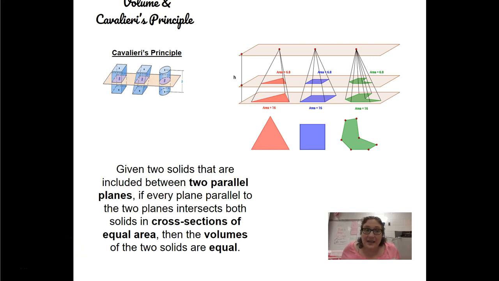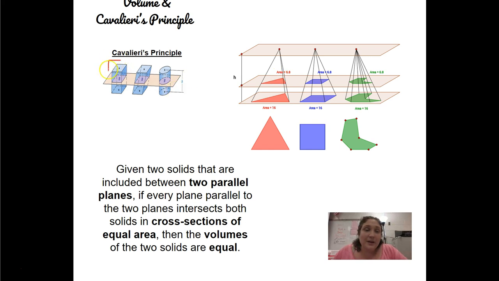Okay, guys, so today we are going to talk about volume and Cavalieri's principle. So we'll start off first with Cavalieri's principle. The whole premise of Cavalieri's principle is this. If you have two parallel planes, now parallel planes is just a fancy word for height, that create cross sections that are the same area, then the volumes are the same.